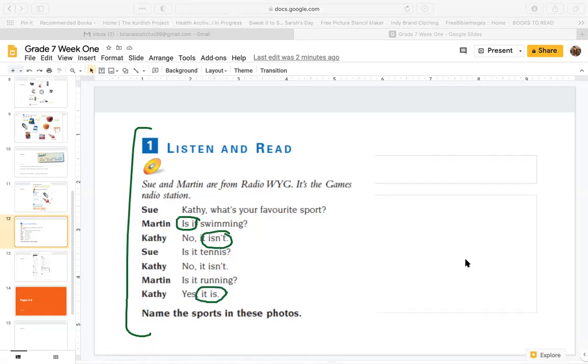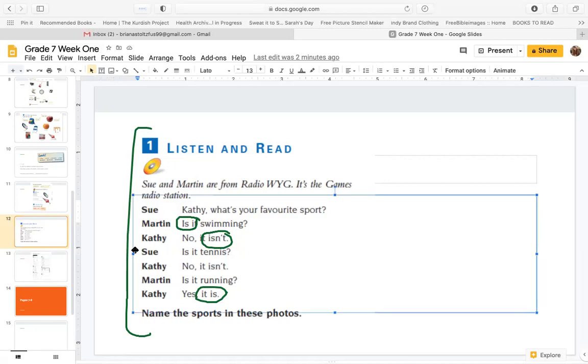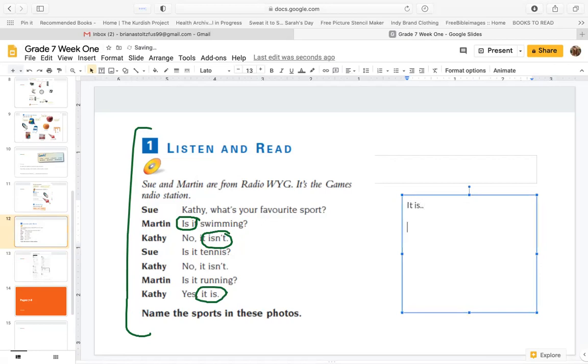But a quick explanation. We use it is for a sentence. For example, this is an apple, it is red. It is. But if we're asking a question, we actually flip the words around. We say, is it? Is it red?